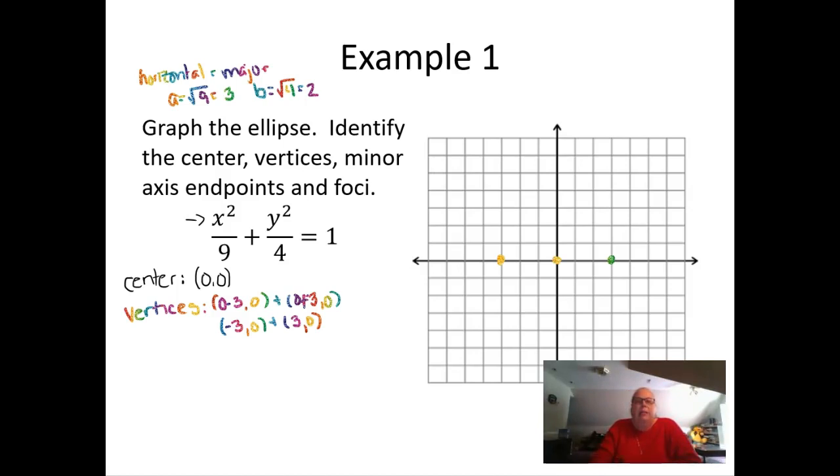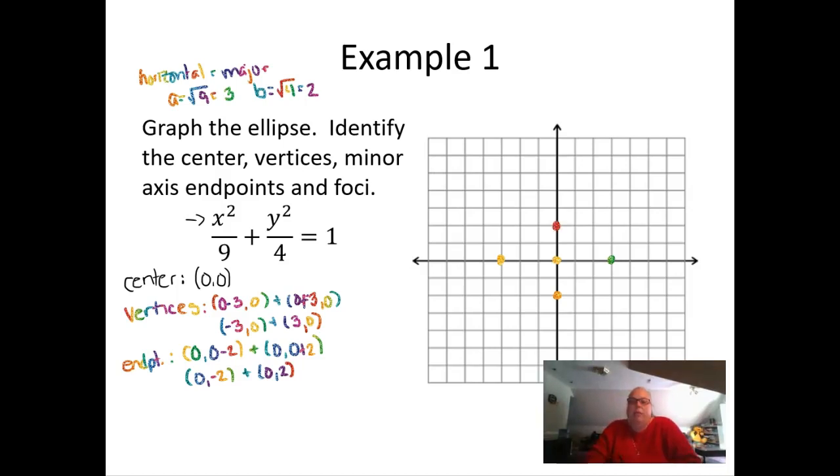All right, our minor axis endpoints. Because the minor axis is the vertical axis, we're going to add and subtract our b from the y-coordinate of our center. In this case, we're going to have 0, 0 minus 2, and the other endpoint will be at 0, 0 plus 2, or 0, negative 2, and 0, positive 2. So let's plot those. 0, negative 2 belongs here. 0, positive 2 belongs here.